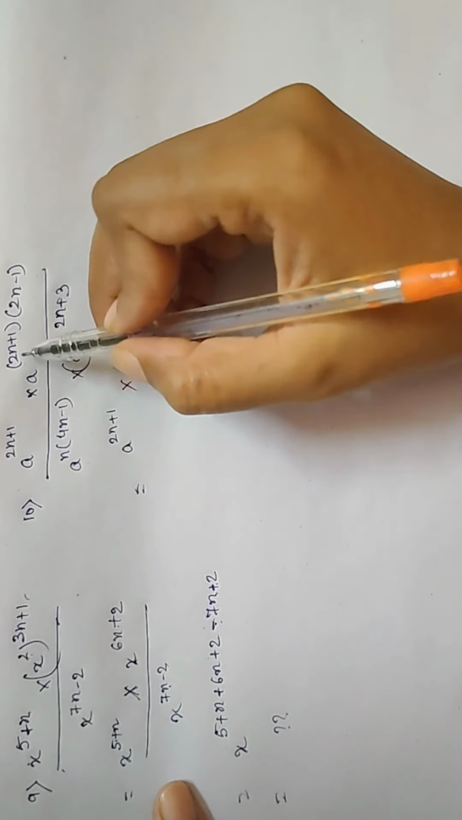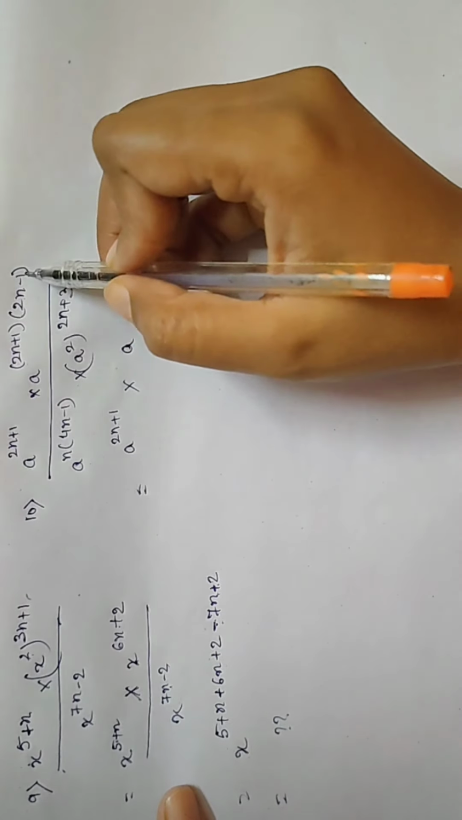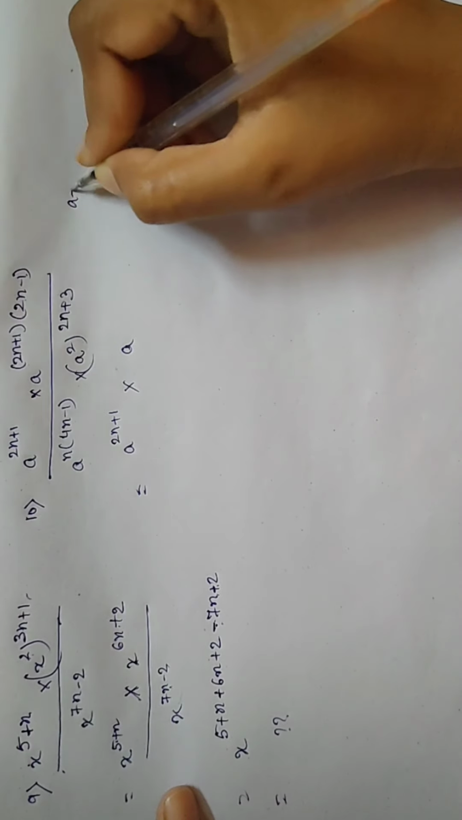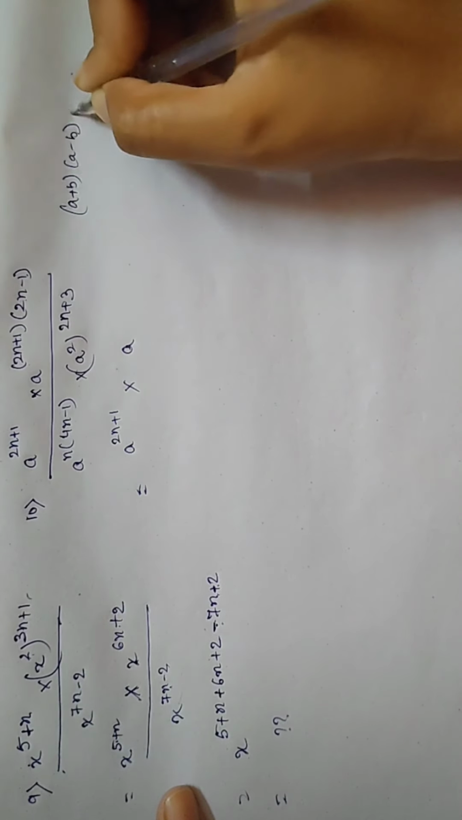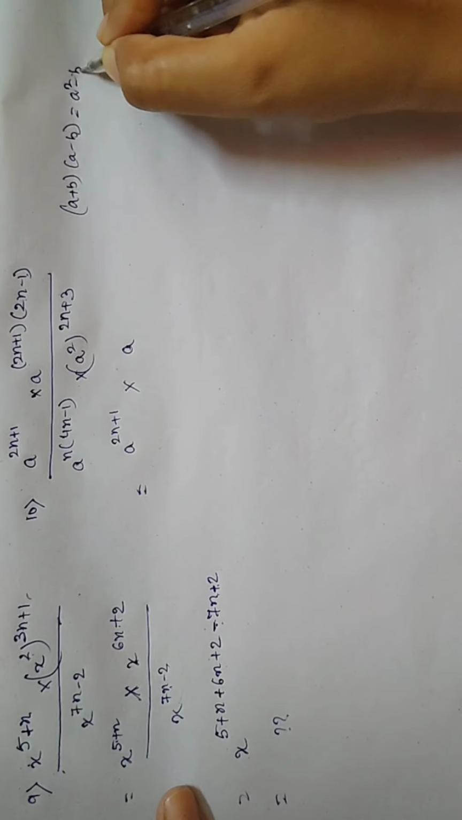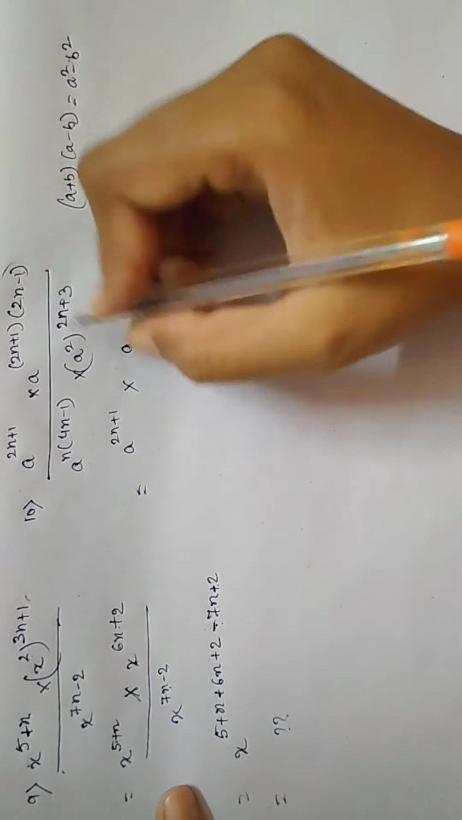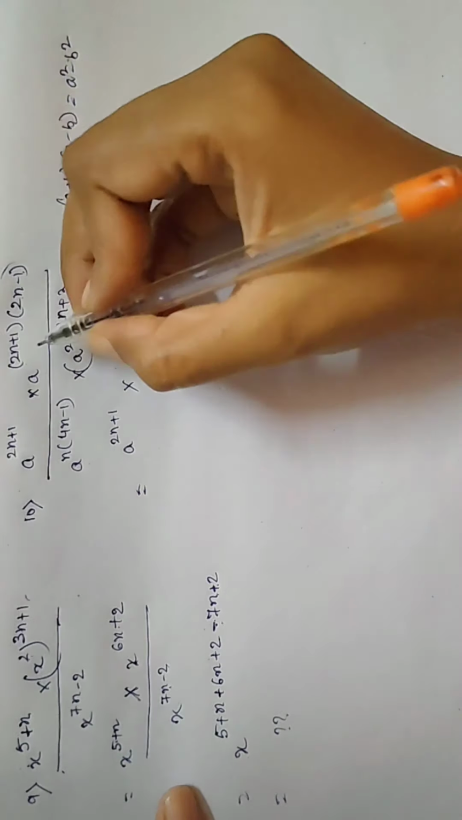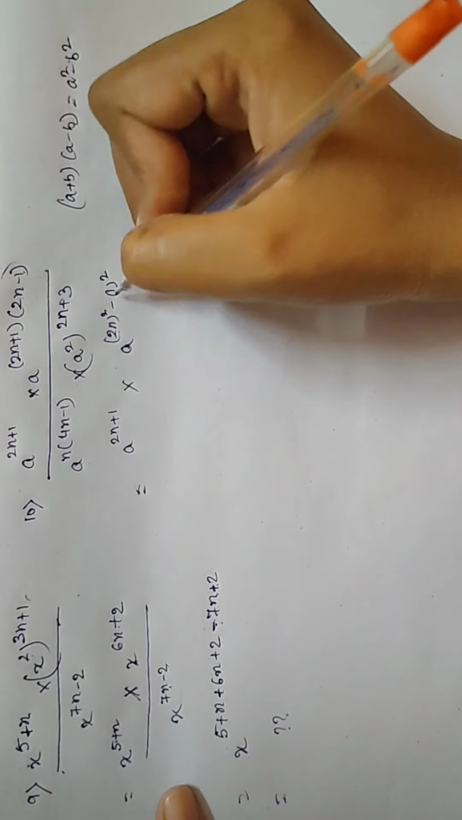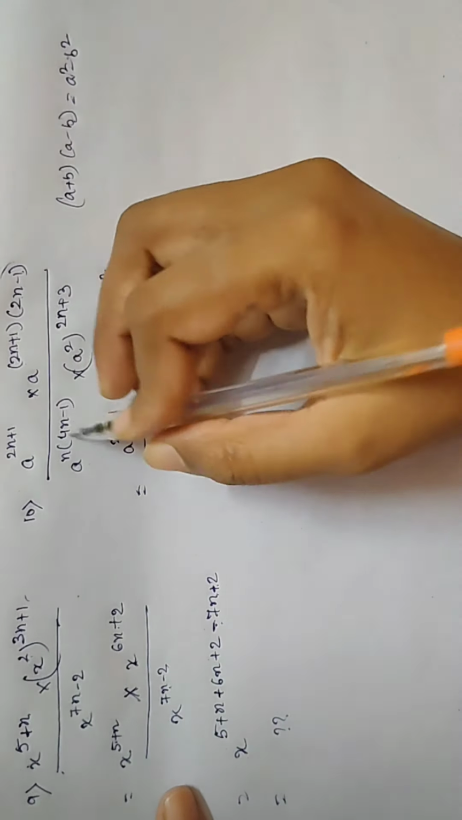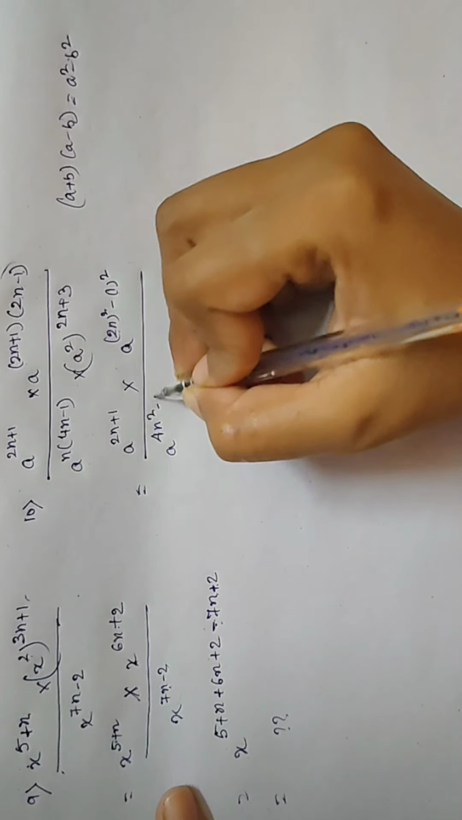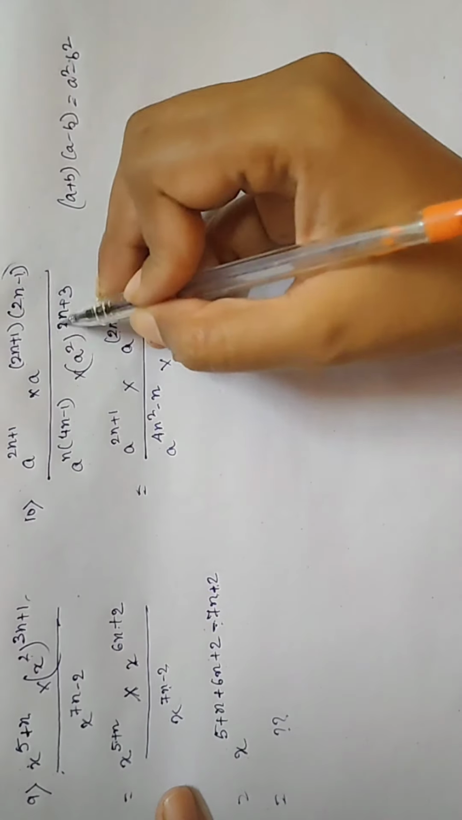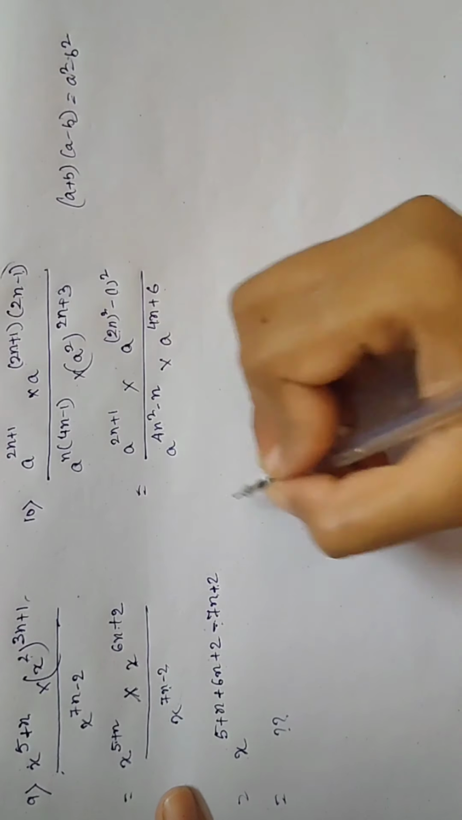Okay, see, this is of the form a plus b and a minus b. 2n plus 1, 2n minus 1. In algebra, you will find a formula, that is a plus b into a minus b is equal to a square minus b square. So for this we can write 2n square minus 1 square. Fine. Here just do simple multiplication. 4n square minus n, and for this one 4n plus 6. 2 2s are 4n, 2 3s are 6.